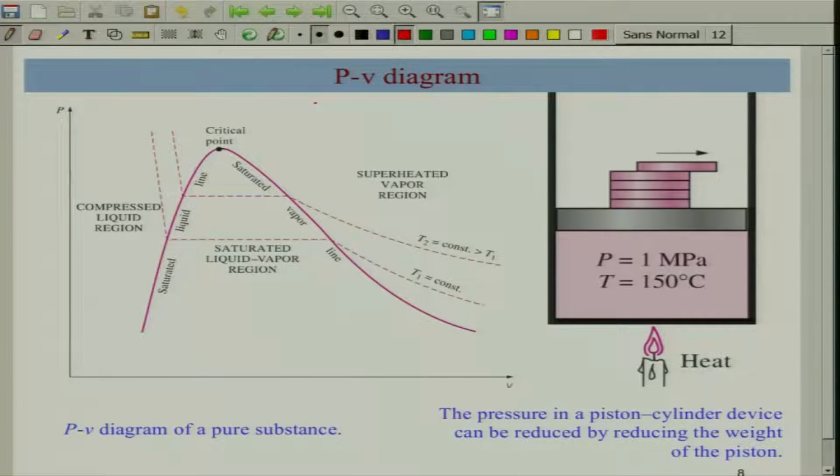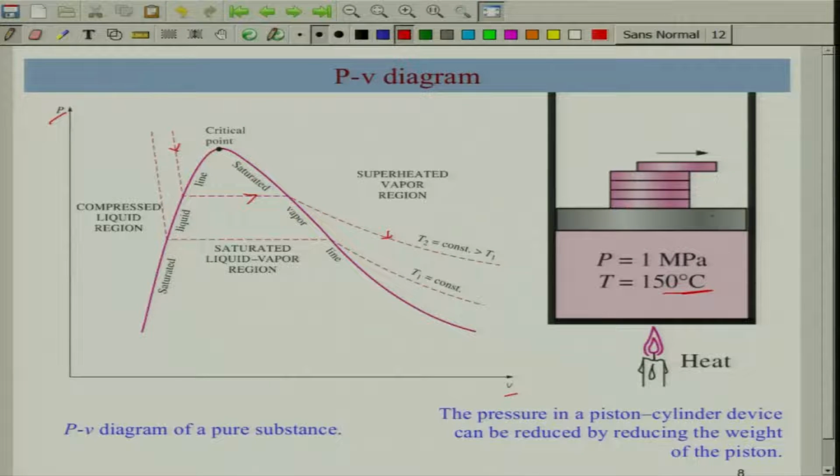Similarly, you can have a pressure-volume diagram, written here as P and V. Remember that these are all intensive variables. In this case also, the left-hand side is the compressed liquid region, then the saturated liquid line and saturated vapor line. In the PV diagram we get isothermal lines, which is essentially at a given temperature less than the critical temperature. If you start from the compressed region and reduce the pressure, you follow this line. You are maintaining the temperature and trying to reduce the pressure.